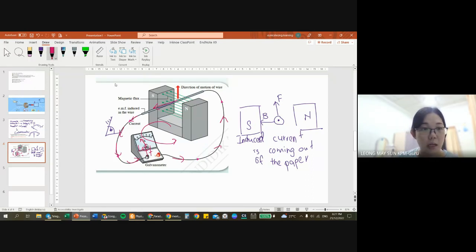Please be alert. Even if you don't know where the galvanometer is looking, look at the zero. The zero is located in the middle. So the pointer is deflecting towards the left hand side, which means the current is coming from the left going towards the right.